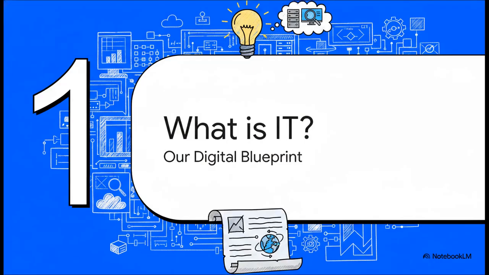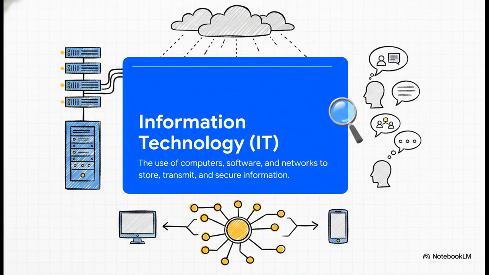All right, so to really get a handle on this, we need to start with a good blueprint. And that means asking the big question, what is information technology? I mean, we throw the term IT around all the time, but what are we actually talking about? Well, at its core, it's actually pretty straightforward. IT is basically the entire system of computers, software, and networks that any organization, a business, a school, you name it, uses to store, send, and secure information. It's kind of like the digital central nervous system for pretty much any modern operation.